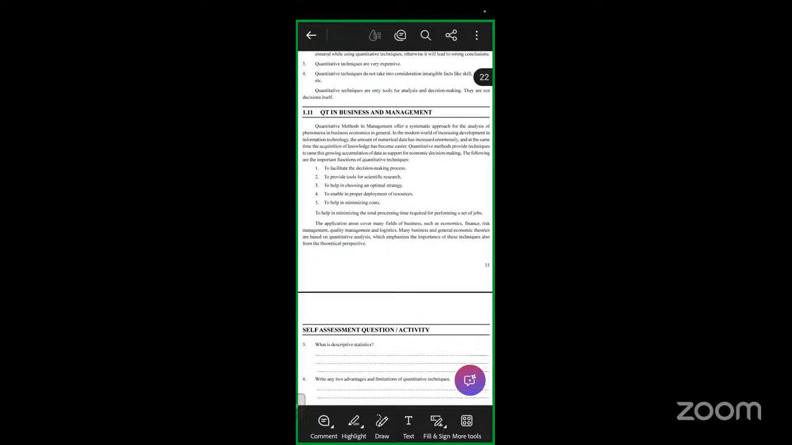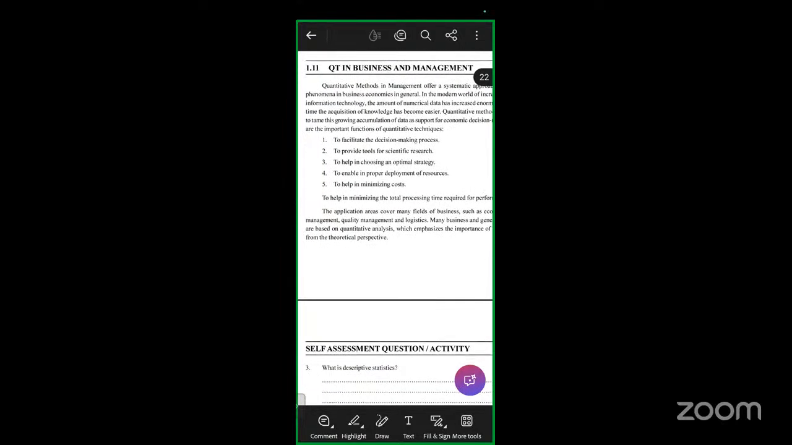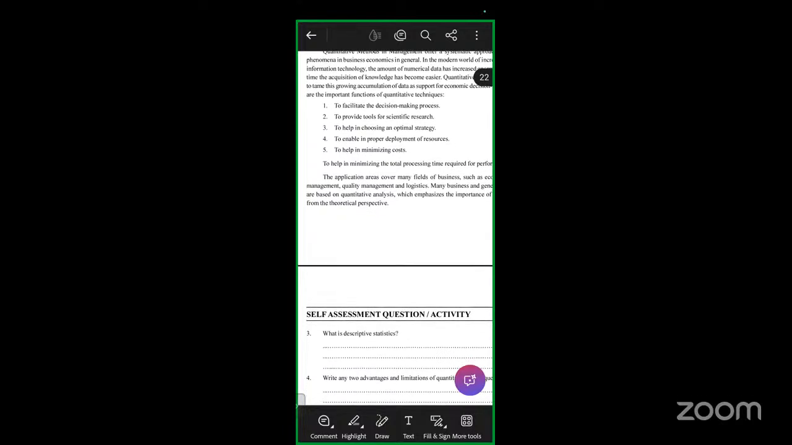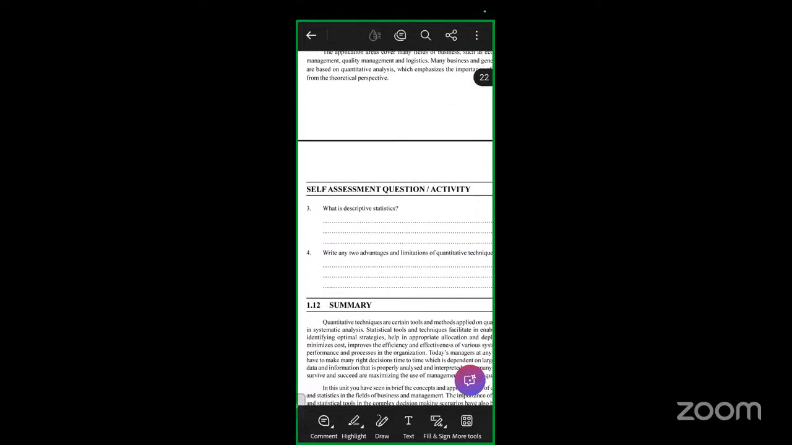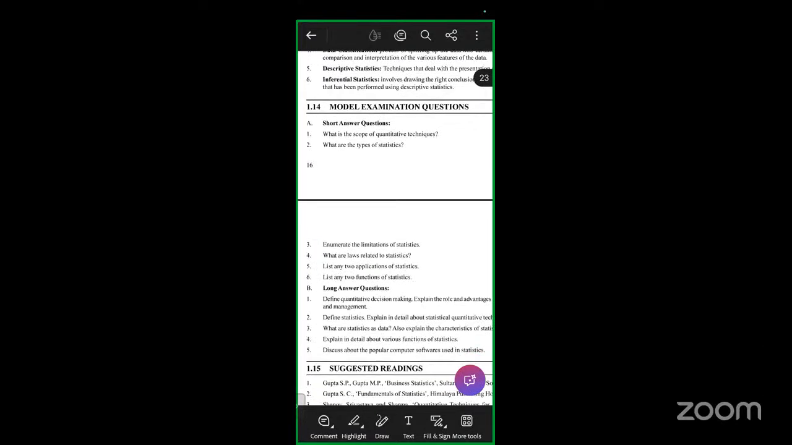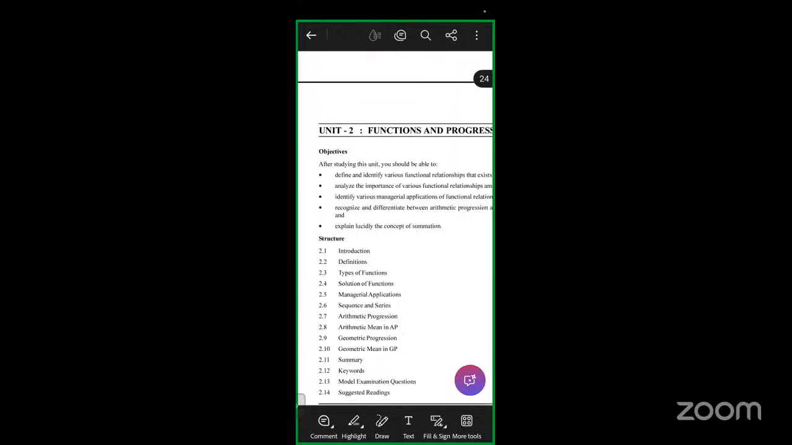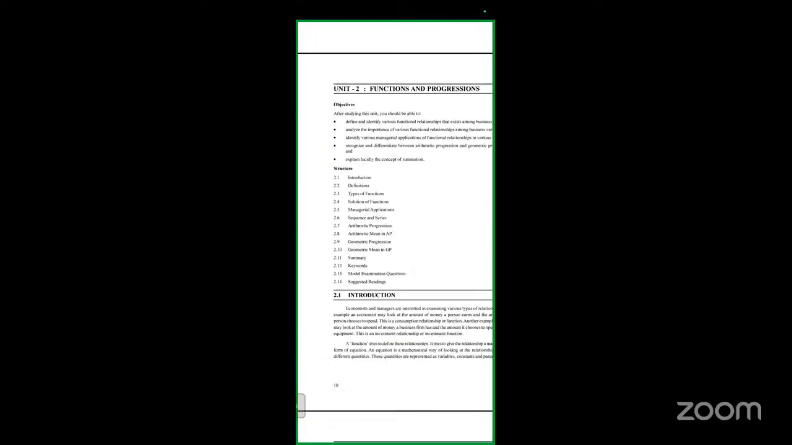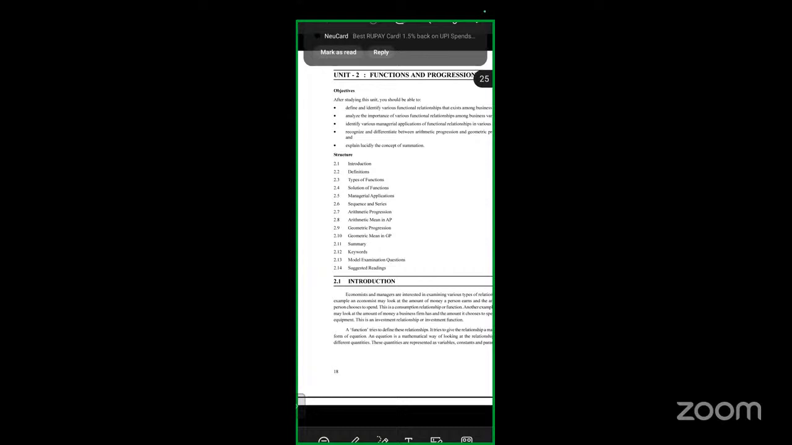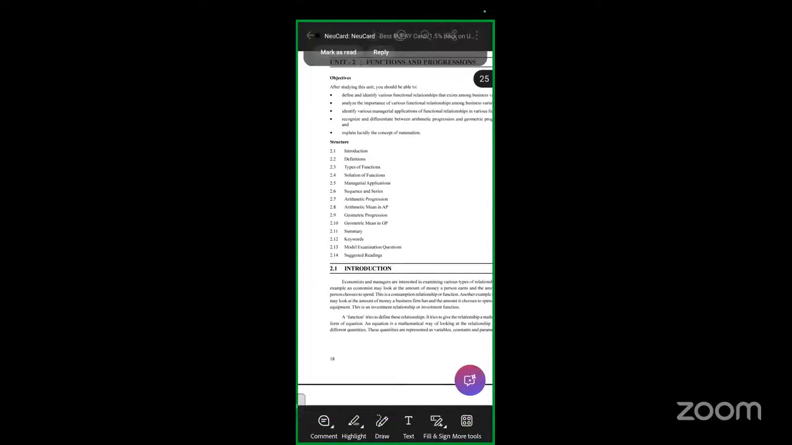To facilitate decision making, to provide the tools of scientific research and help choose the optimal strategy, enable the proper deployment of resources, help to manage risk. So with this, we are going to complete the first unit of your QT, quantitative techniques for research methods, and functions and progressions, functions of statistics. Okay, we'll see you in tomorrow's class.